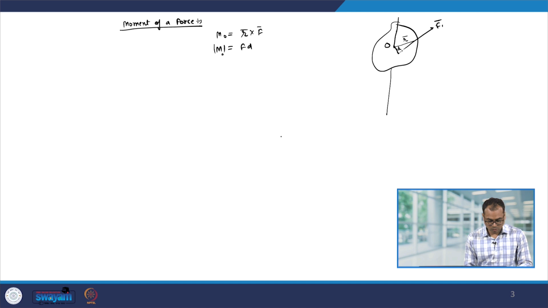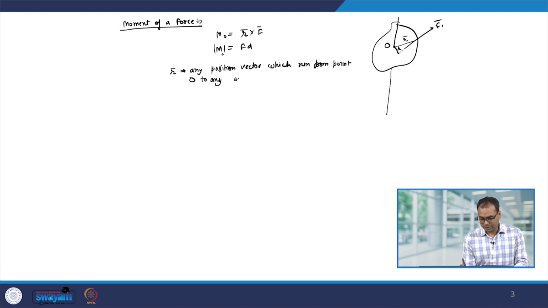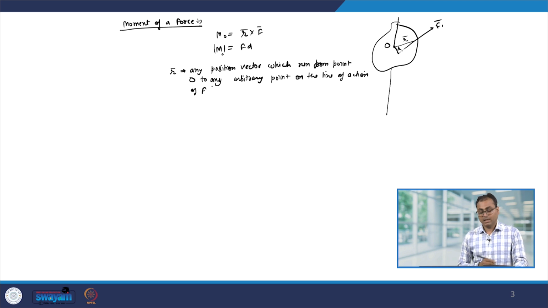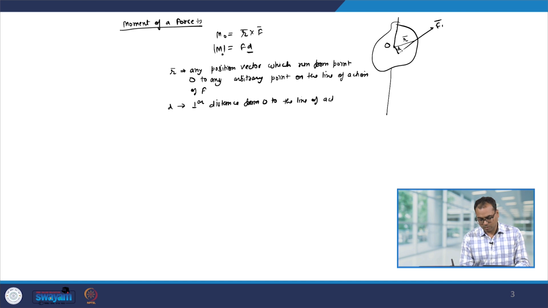So, r is any position vector which runs from point O to any arbitrary point on the line of action of F. And d here is the perpendicular distance from O to the line of action of F.